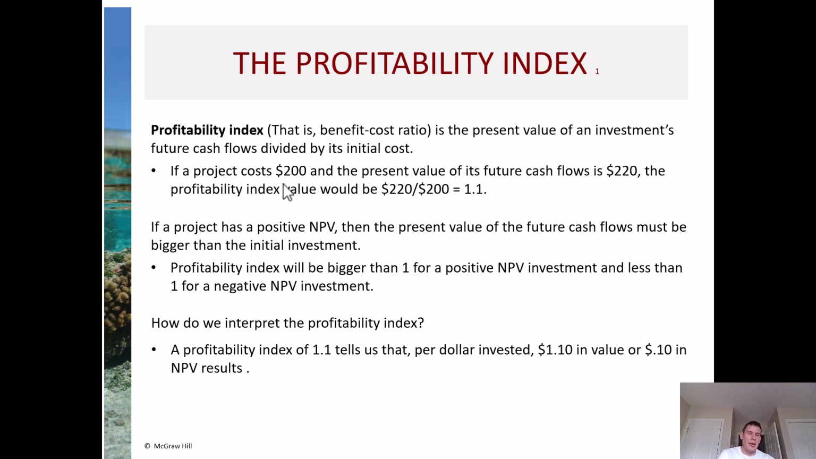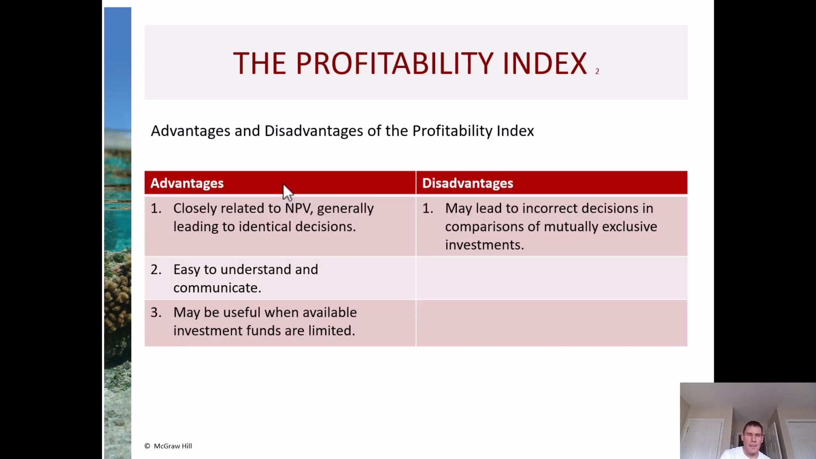So if a project has a positive NPV, then the present value of the future cash flows has to be bigger than the initial investment, right? So the profitability index will be bigger than 1 for a positive NPV investment, and it'll be, of course, less than 1 for a negative NPV investment. So how do we interpret this profitability index? If you think about a profitability index of 1.1, it tells us that for every dollar you invest, you're basically getting $1.10 in value. Or, a dollar of it was already yours, so you're getting an extra 10 cents in that sense.